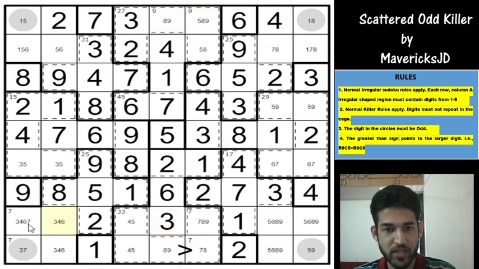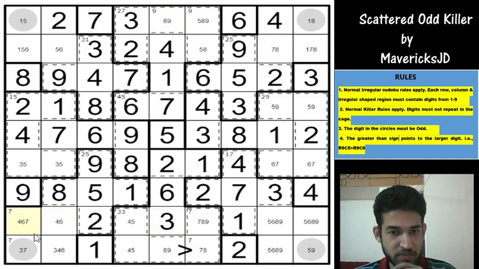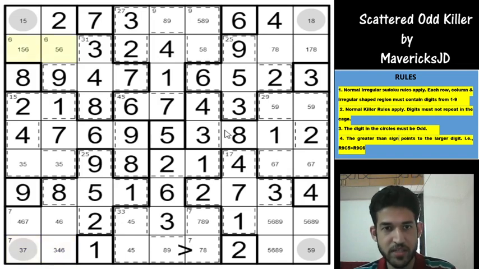Oh, you have a 3 here, so that's not a 3. So this is 4, 6, 4, 6, 7. So 3 must be in one of these cells. 6 must be in one of these cells.